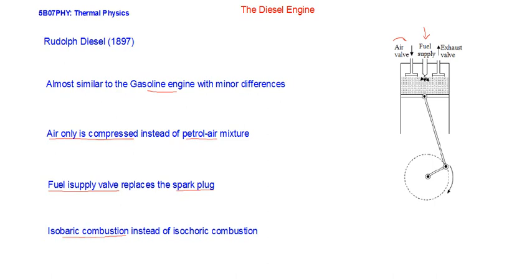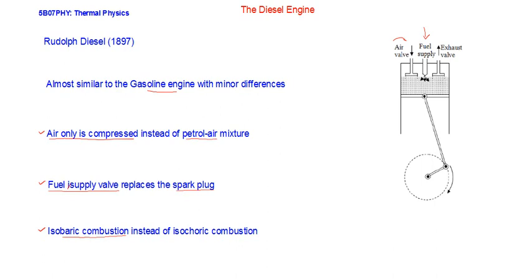So these are the major differences or major features of a diesel engine. There are two or three major differences which I have pointed out here, so that you can just recall them. One difference is that only air is compressed instead of the petrol-air mixture during the compression stroke, and the spark plug in the gasoline engine has been replaced with a fuel supply valve.